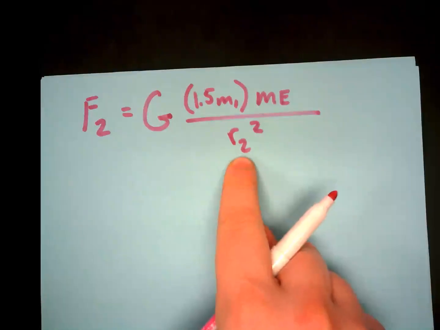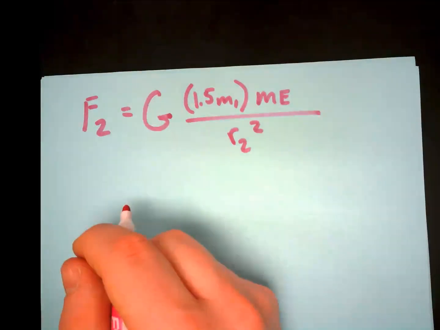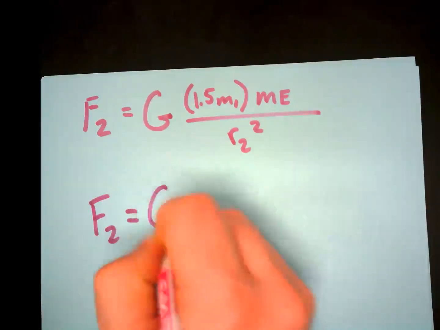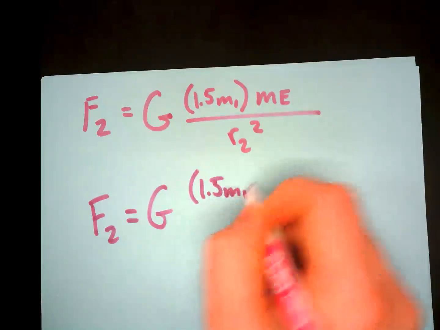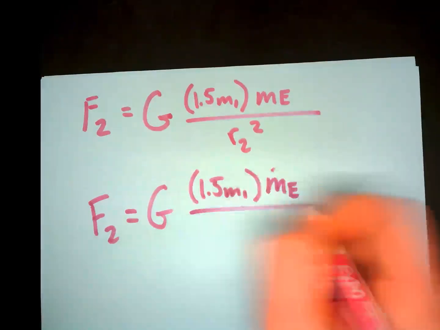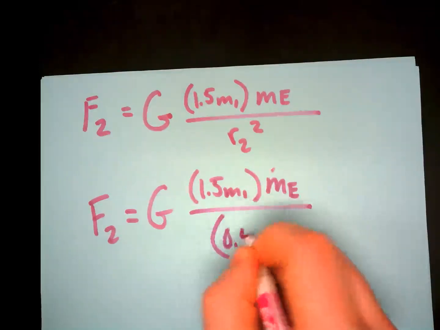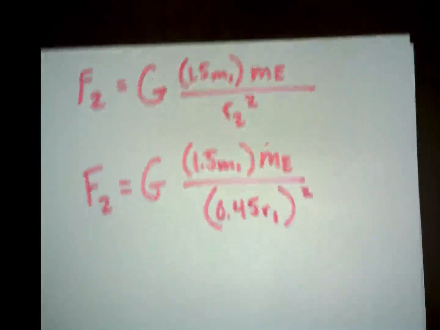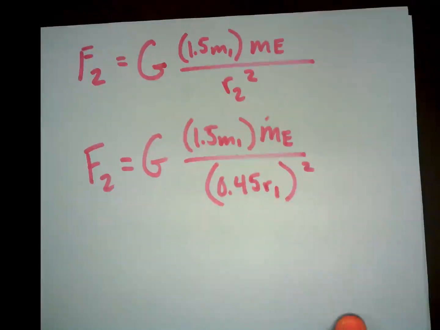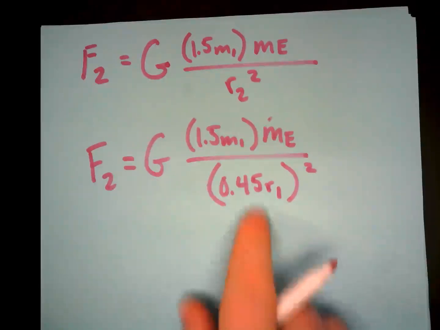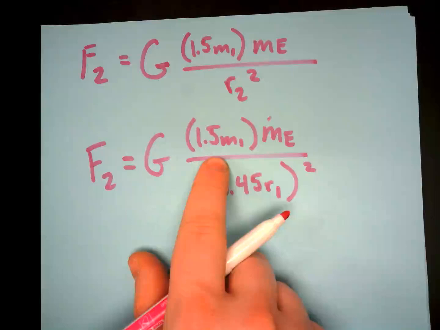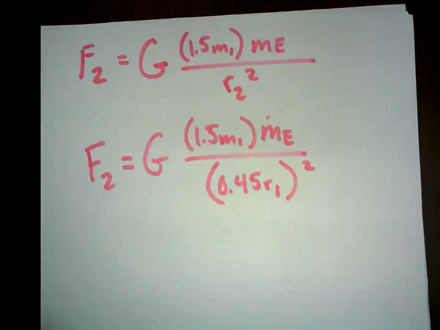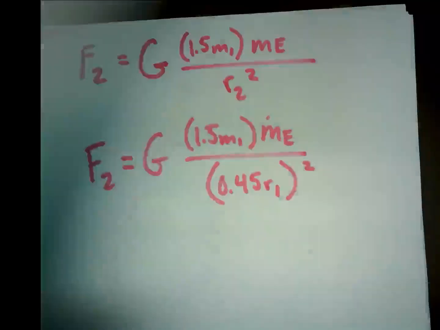Now I'm going to substitute R2 for what it's equal to, which is just 0.45 times R1. So then it'll turn into this: 1.5 times M1 times ME divided by 0.45 times R1 squared. Okay. So now I've got something a little different, something to work with a little bit. I've got more numbers here. Now I'm going to do the same thing I did last time. I'm going to start up here and substitute out M1 for what we just solved for, and just see what we're working with.